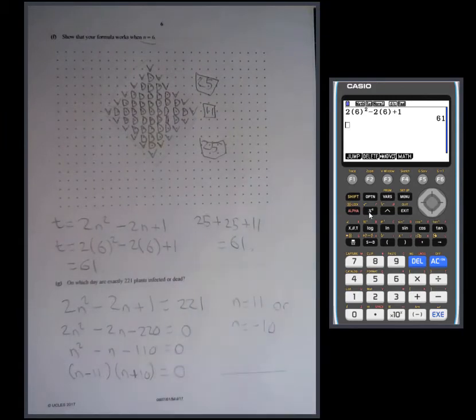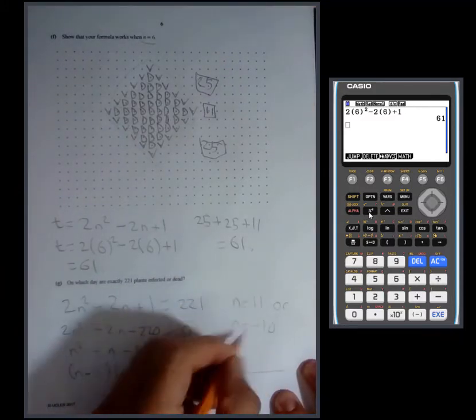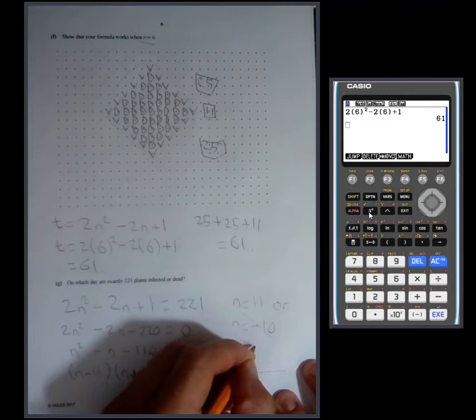Using the null factor law, remember, this times this equals 0. So either the first bracket equals 0, so n minus 11 equals 0, meaning n equals 11, or n plus 10 equals 0, meaning n equals minus 10. This is impossible. How can n be minus 10?